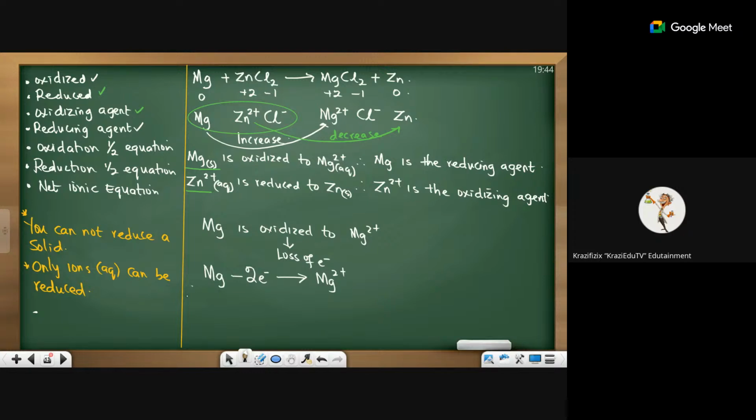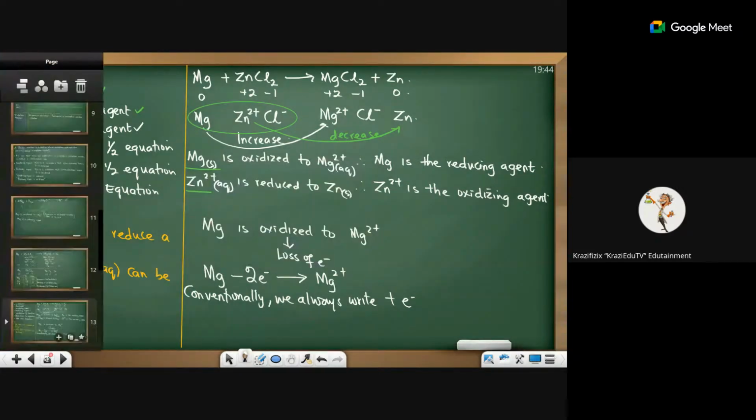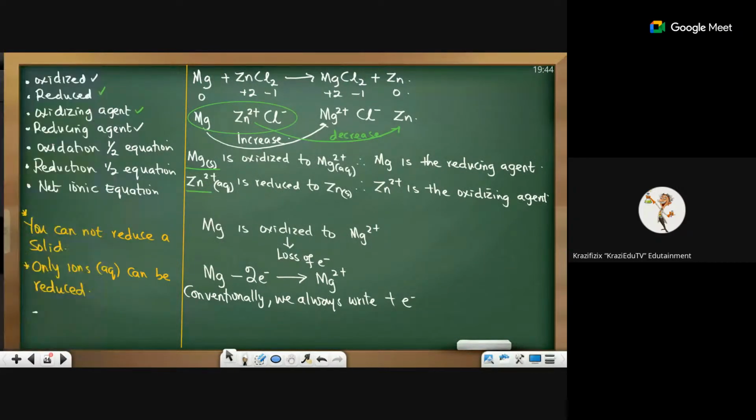But conventionally, we always write plus electrons. We don't write minus. So what am I going to do? I'm going to move that negative 2 electrons to the right hand side. I think I should do this on a fresh page. Please, just 1 second. That we can see the continuity of the note.